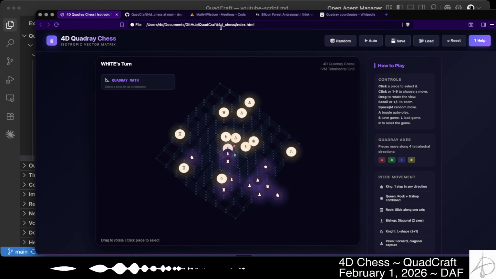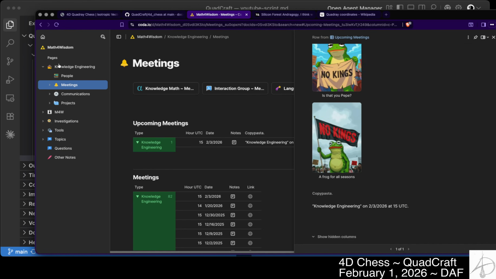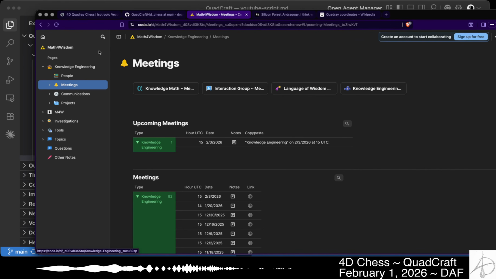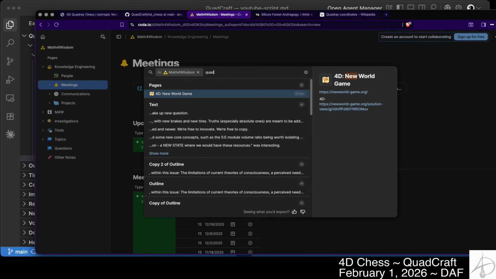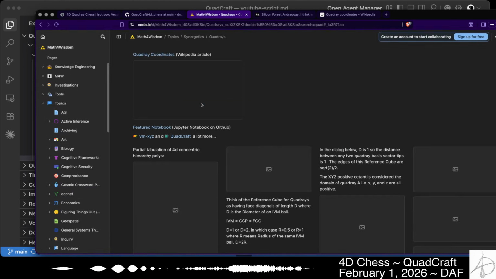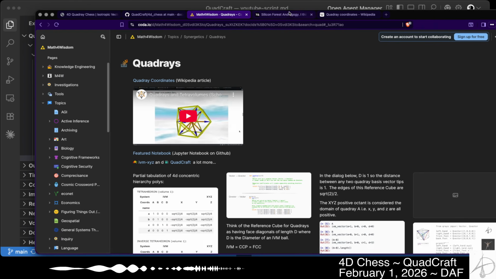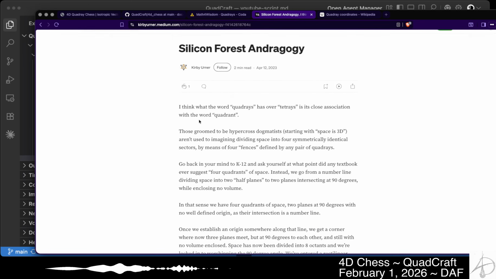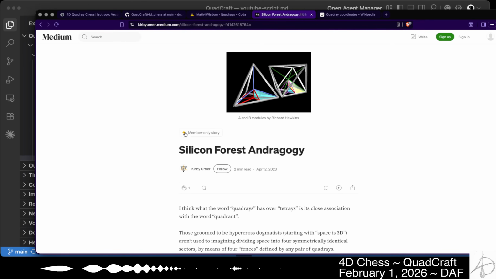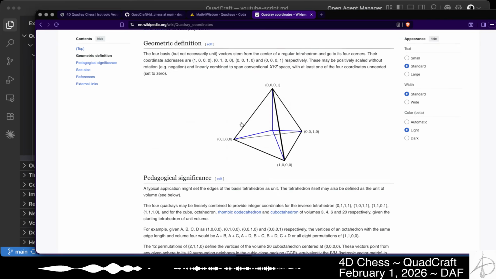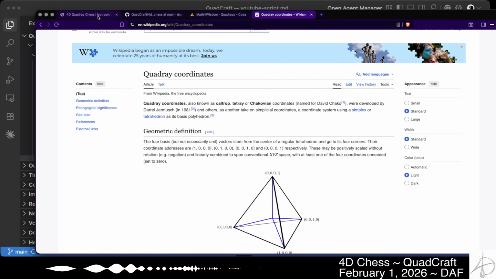If you want to learn more about quadrays, I recommend heading over to the Math for Wisdom, checking out some of the Quadray information, looking at what Kirby Urner's doing on his blogs and YouTube, going to the Wikipedia for Quadray coordinates.